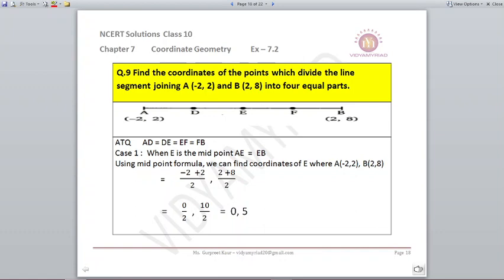A coordinates are (-2, 2), B coordinates are (2, 8), E is the midpoint. So on doing that, I can get (-2 plus 2) upon 2 and (2 plus 8) upon 2. I get my coordinates as (0, 5). That is E coordinate. Now if I look at AE, I have the E coordinates. D is the center of AE. So again using midpoint formula, I can find out D.